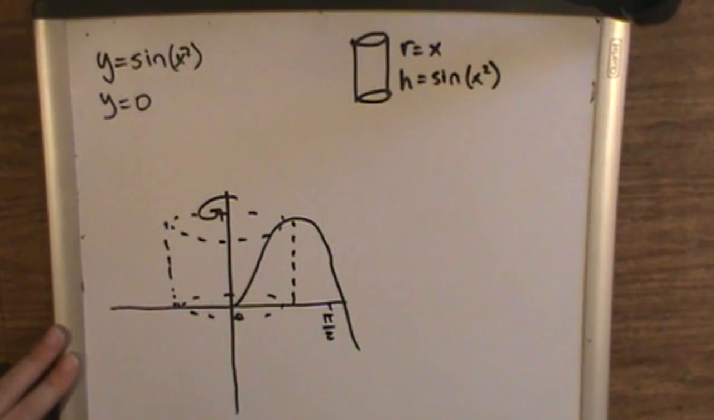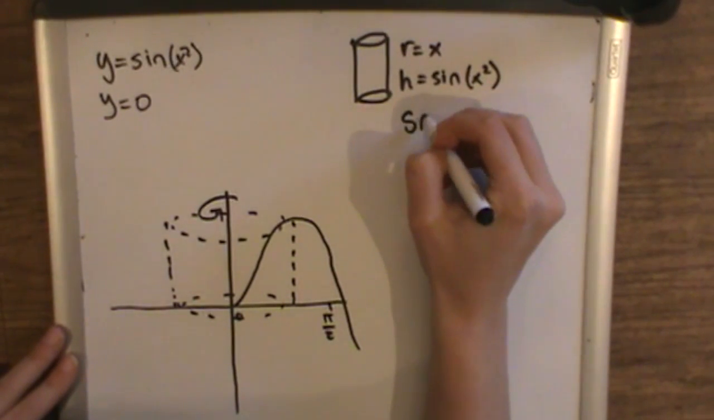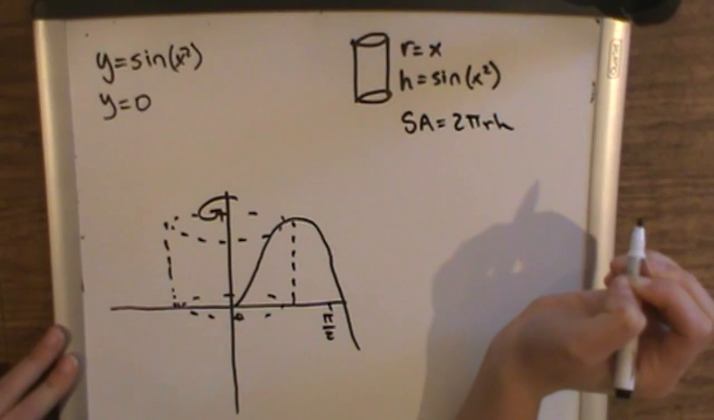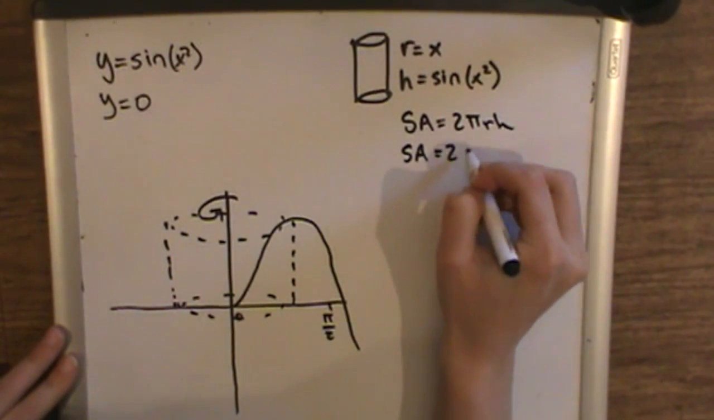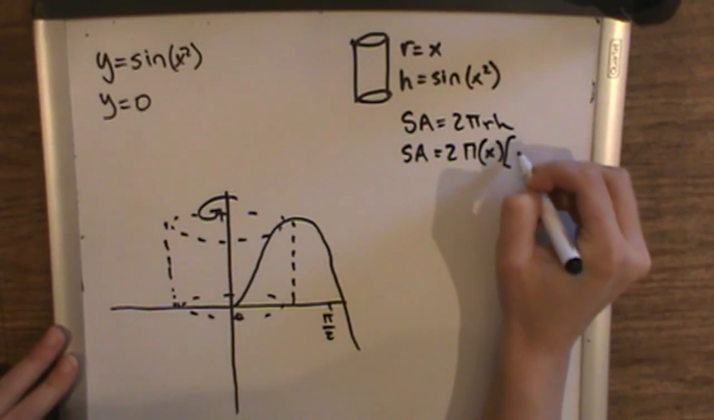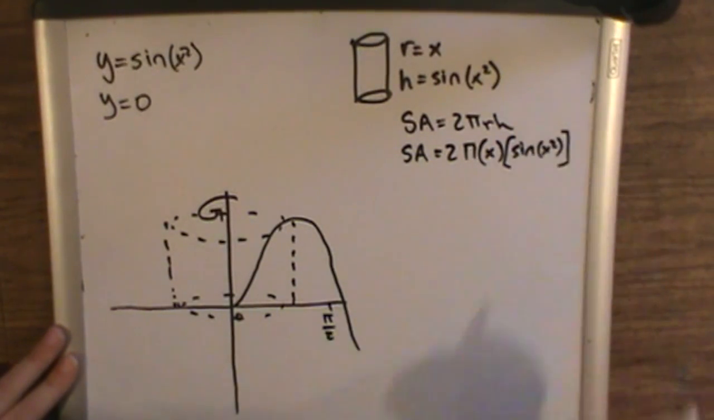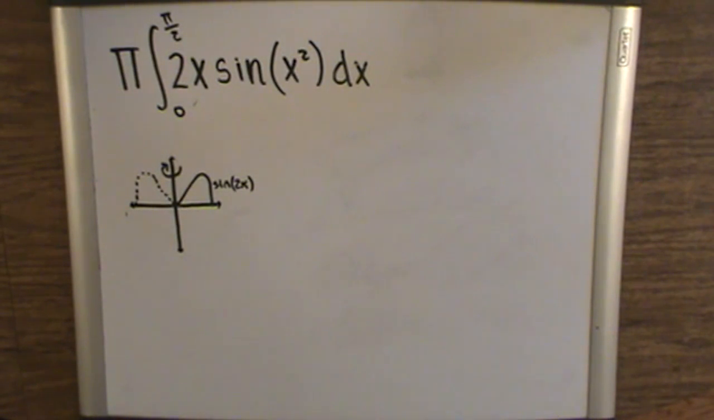For this problem, instead of the volume formula for the solid, we will use the surface area equation, which is 2 pi r h. When you plug in the radius, which is x, and the height, which is sine x squared, your surface area equation turns into 2 pi x times sine x squared. This integral can be solved using u substitution.